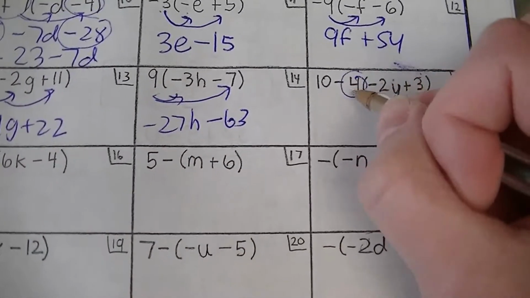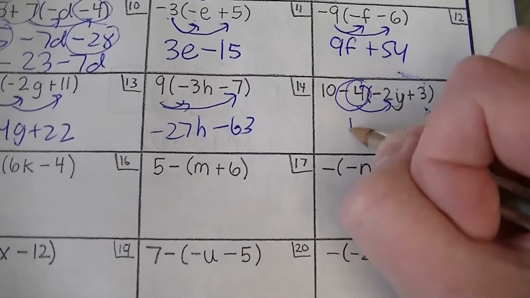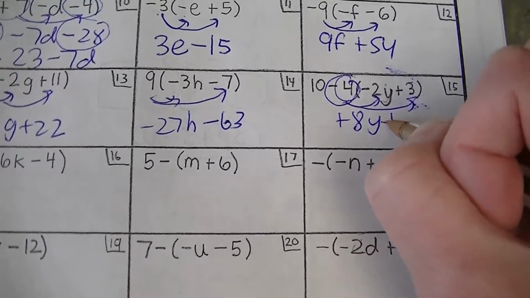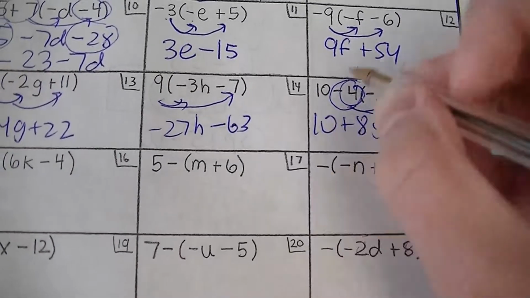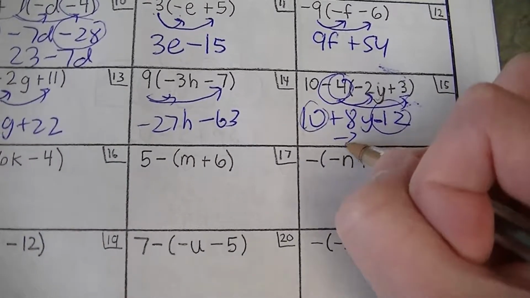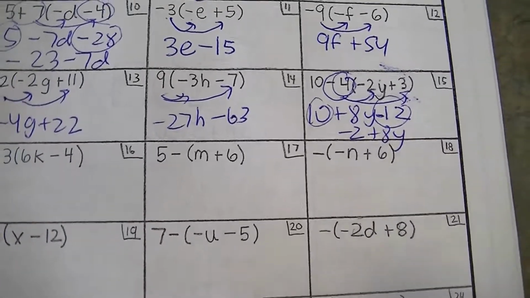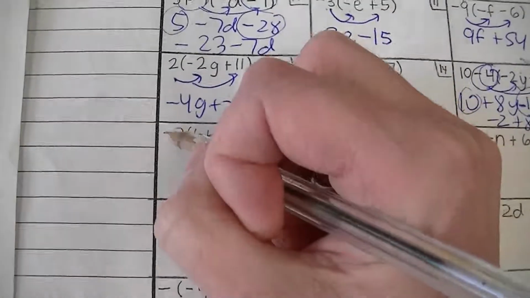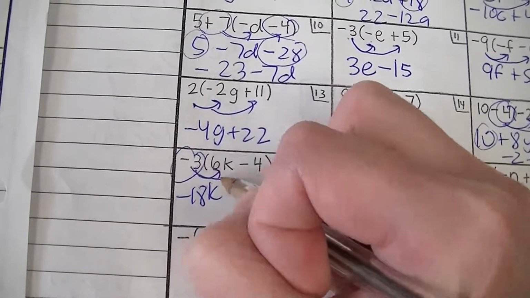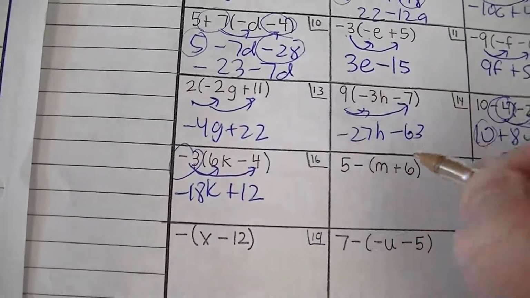Okay, right here, multiply that first, positive 8y. Negative 4 times a positive 3 is a, whoops, it's a negative 12. Bring down your 10, simplify it. So 10 minus 12 is negative 2, and then plus 8y. Pause the video at any time so you can practice these, okay? Negative 18k, and then negative 3 times negative 4 is positive 12.